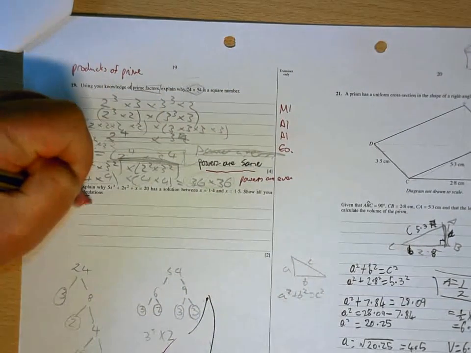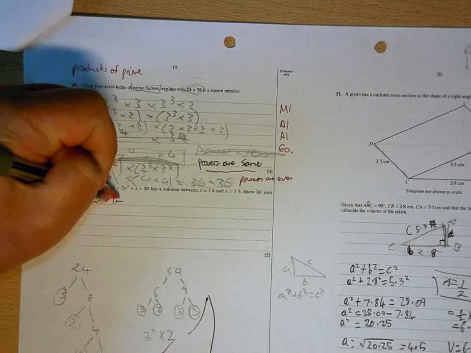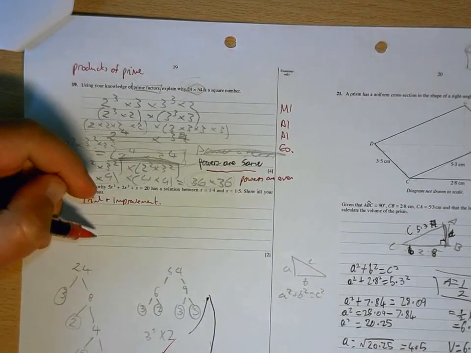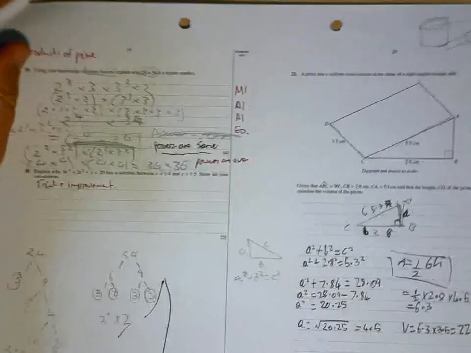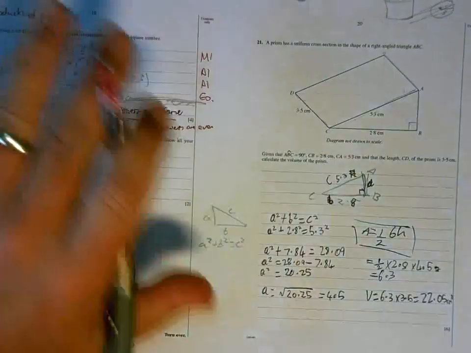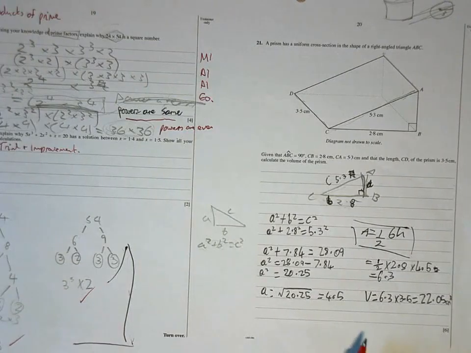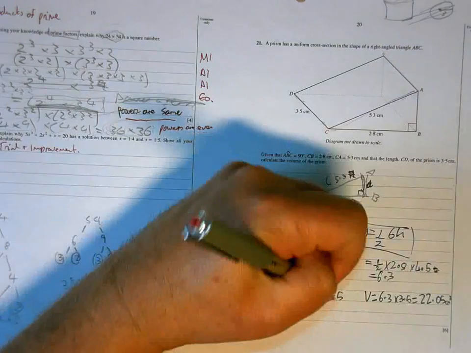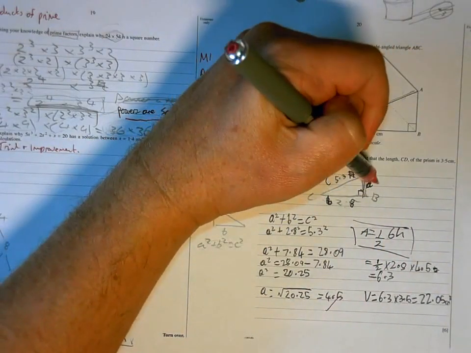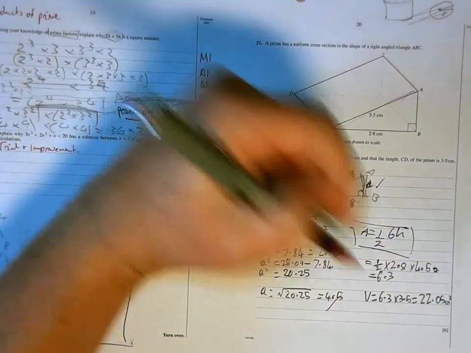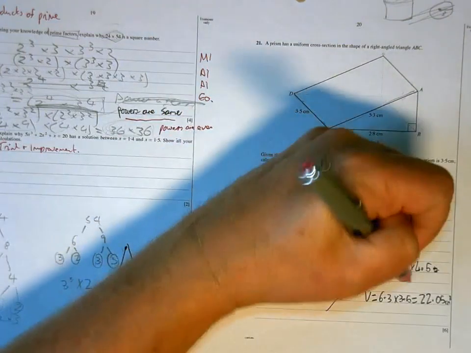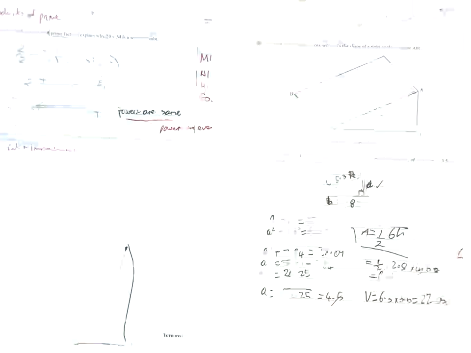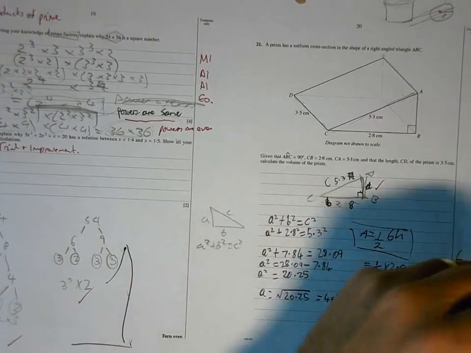Here, this is called trial and improvement. Take a look at my clip for the solutions to this paper and see how I've done that. This is very good. Yeah, this is correct. So A is 4.5, the area is 6.3, and the volume is that. Well done. So the total for that page is 9.